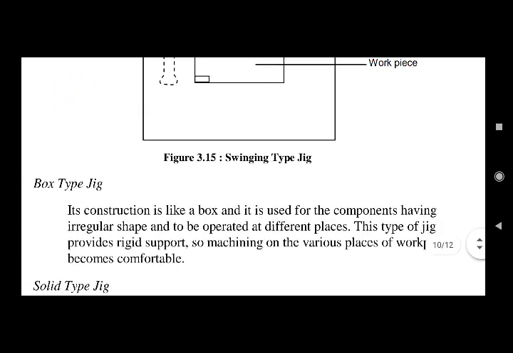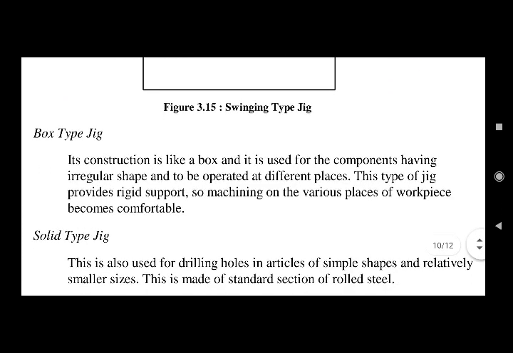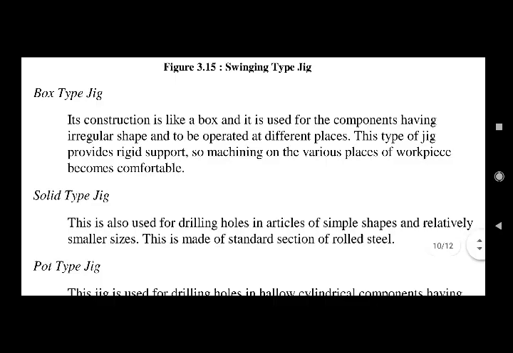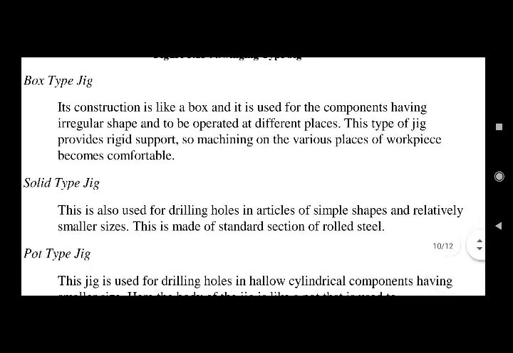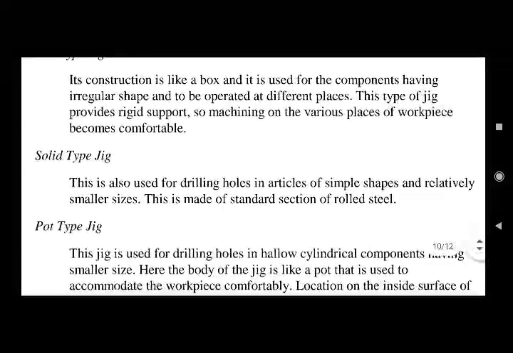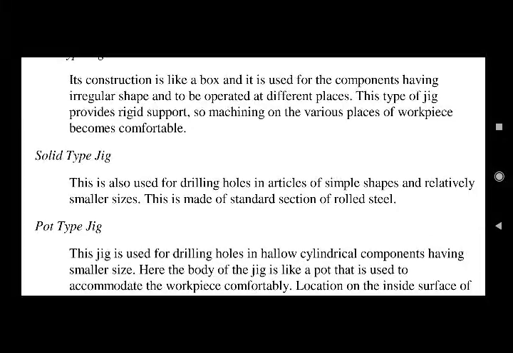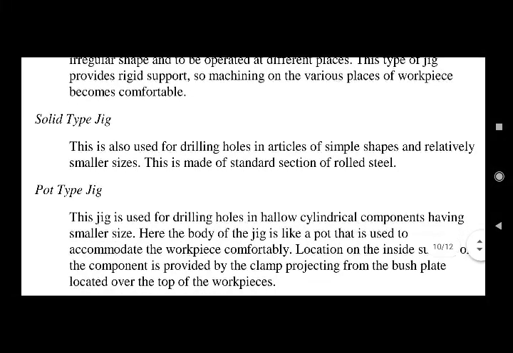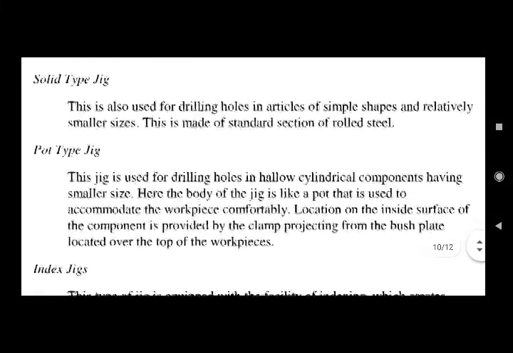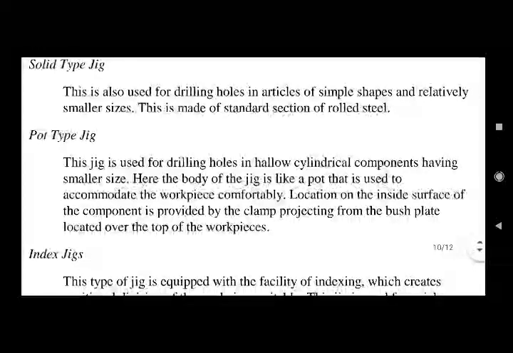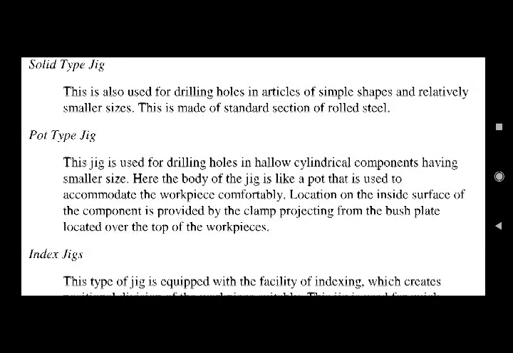A box type jig, its construction is like a box and it is used for components having irregular shape and to be operated at different places. This type of jig provides rigid support so machining on the various places of the workpiece becomes comfortable. Solid type jig, this is also used for drilling holes in articles of simple shape and relatively smaller sizes. This is made of standard sections of rolled steel.